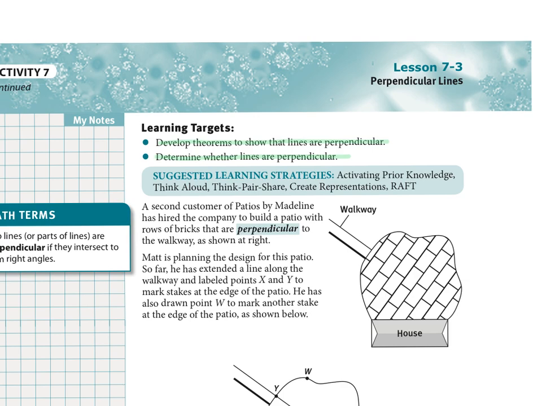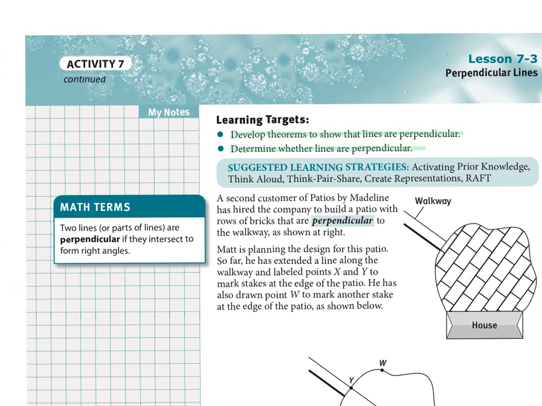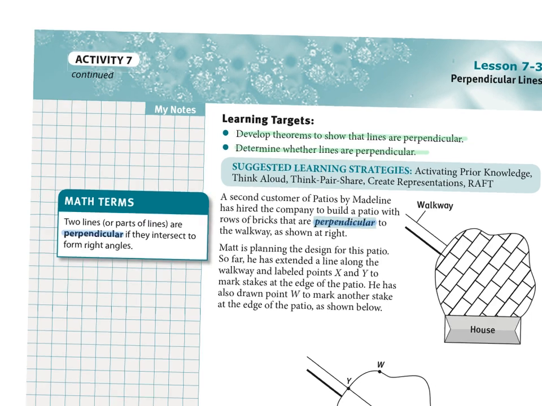So if we zoom out and look at the margin at the left side, we can see that two lines or parts of lines are perpendicular if they intersect to form right angles. It also talks about a story problem here. It says a second customer of Patios by Madeline has hired the company to build a patio with a row of bricks that are perpendicular to the walkway as shown at the right.